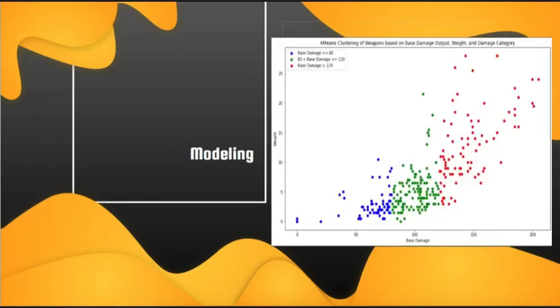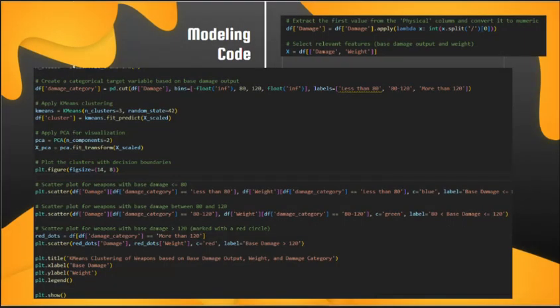Okay, moving on to our model, you can see we have three different clusters here based on base damage output, weight, and damage category. The blue clusters have a damage stat of less than or equal to 80, the green clusters are between 80 and 120 damage, and the red clusters are weapons that are above 120 damage. You see the trend here where higher damaging weapons also have a higher weight.